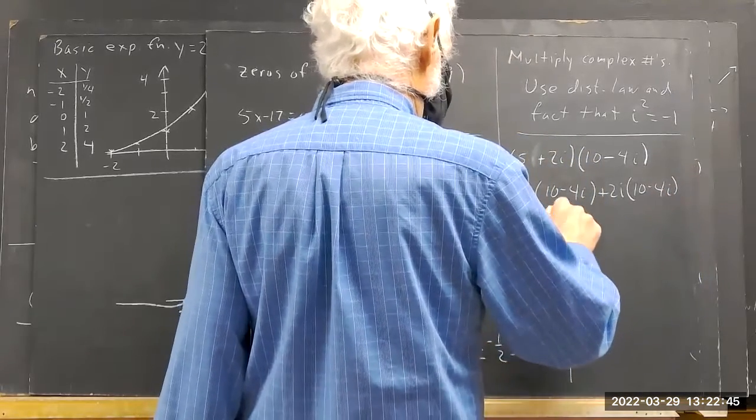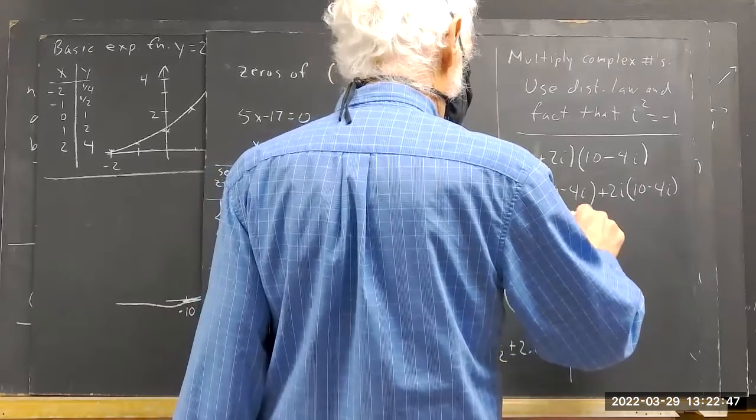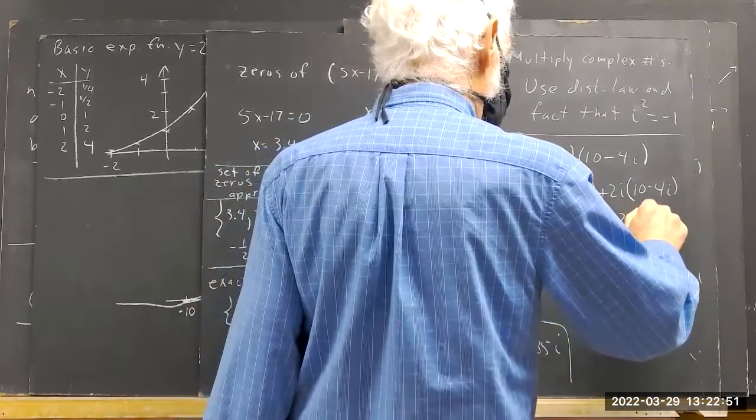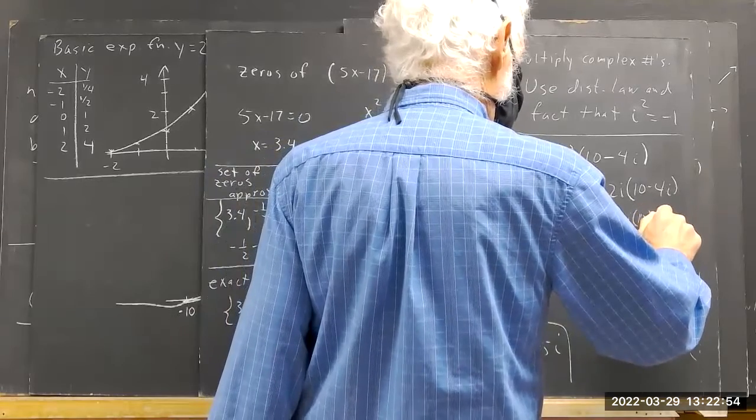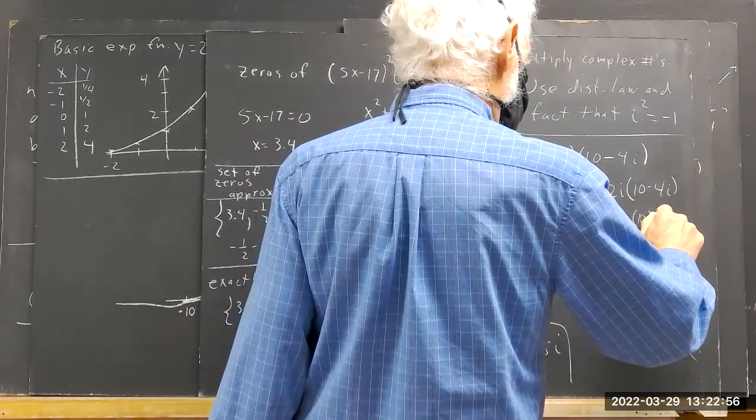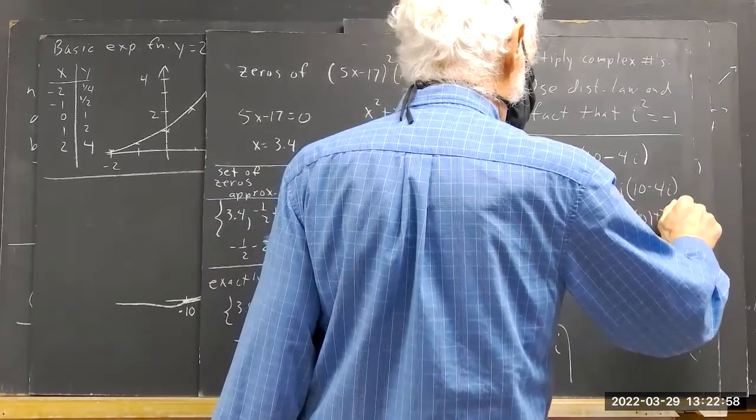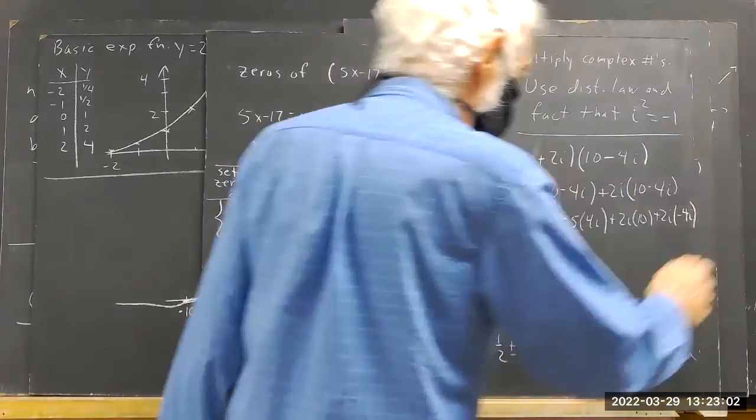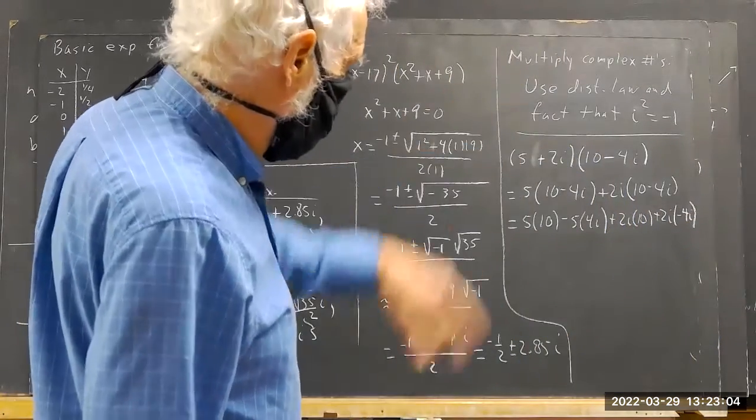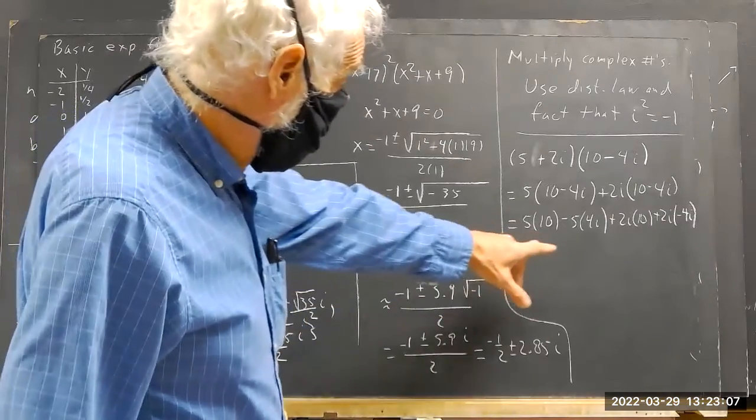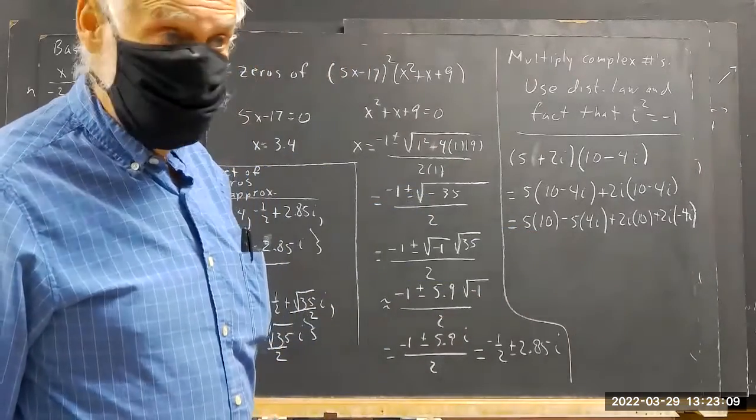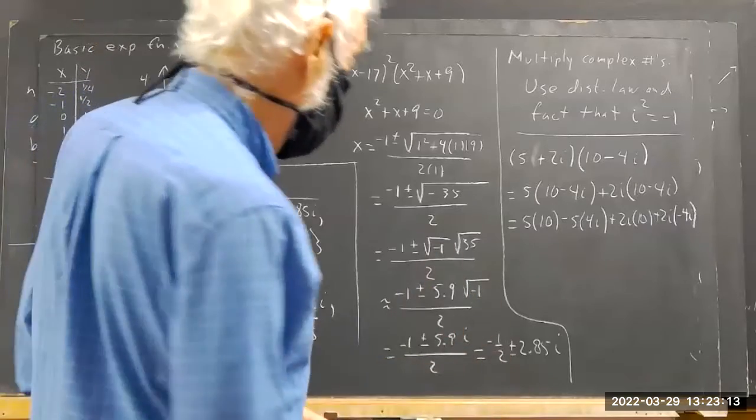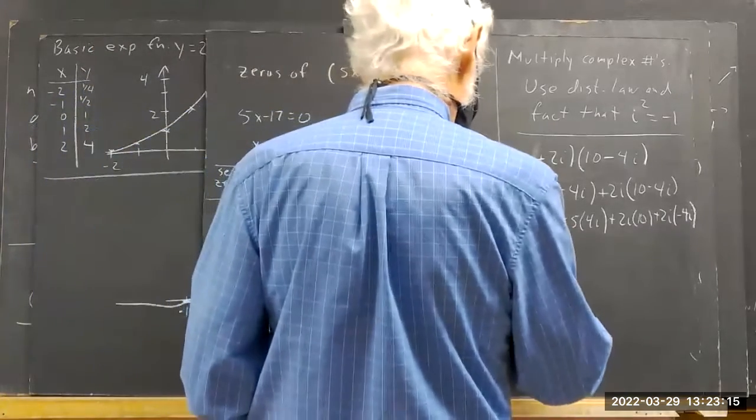which is 5 times 10, minus 5 times 4i, plus 2i times 10, plus 2i times -4i. I was tempted to multiply it out because, as usual, I was running out of room. Makes sense? That's your distributive law, something we've done over and over again. Make sure you understand the distributive law. But now we just multiply.